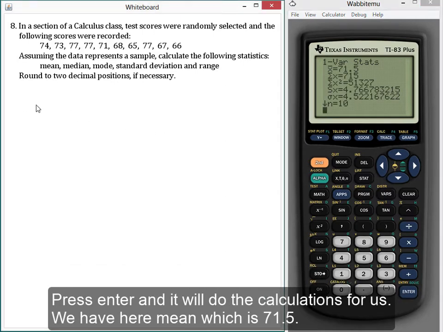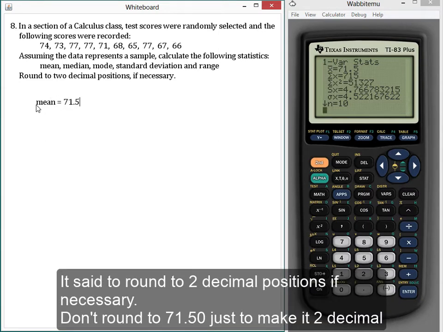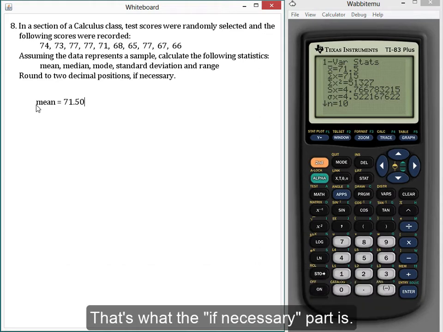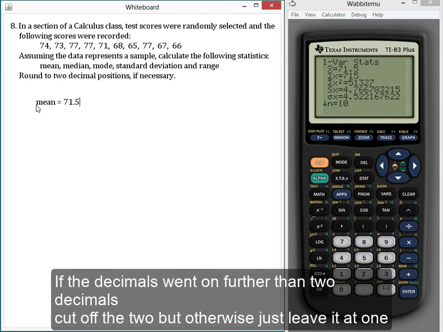So we have here the mean is 71.5. Now it said to round to 2 decimal positions if necessary. Don't round to 71.50 just to make it 2 decimal positions. That's what the if necessary part is. If the decimal went on further than 2 decimals, cut it off at 2, but otherwise just leave it at 1, or however many exists.